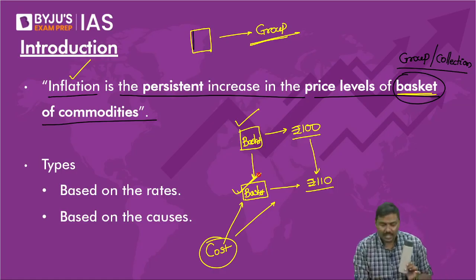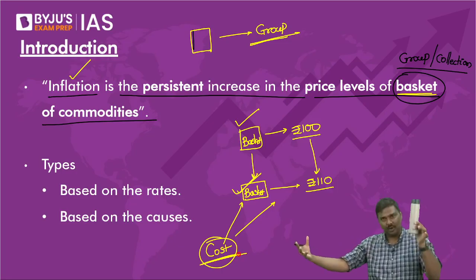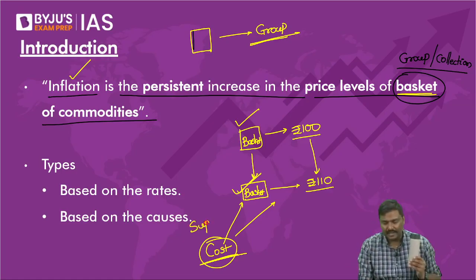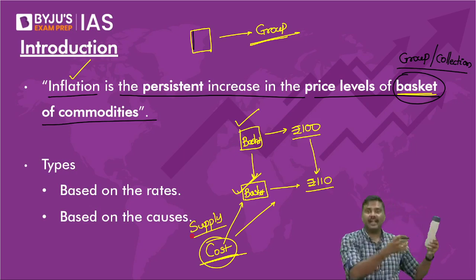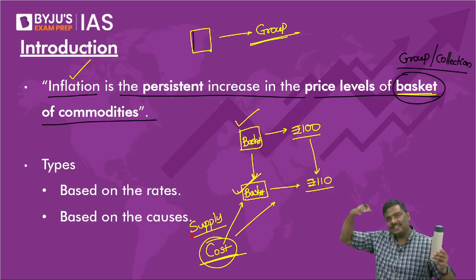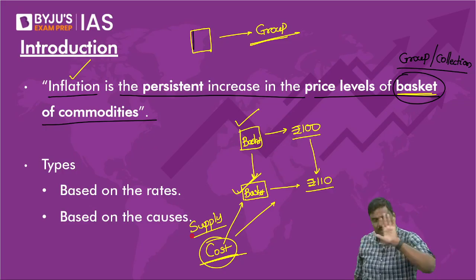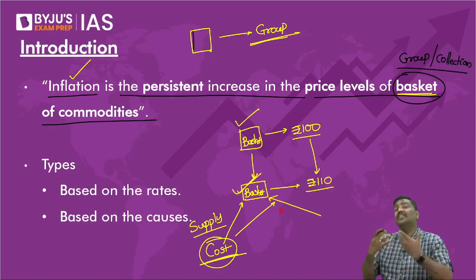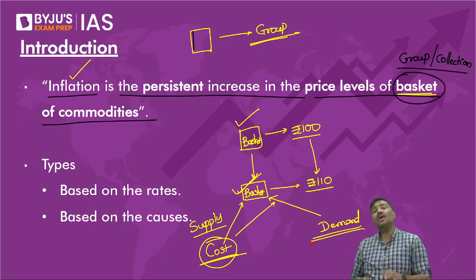So understand this. One reason why inflation can happen in the economy is the cost side, or I'll simply say the supply side. That is, from the supply side, prices have increased, and as a result inflation has happened. I'll talk about the second side now. Follow this very carefully. The second reason why inflation can happen in the economy is because of the demand.